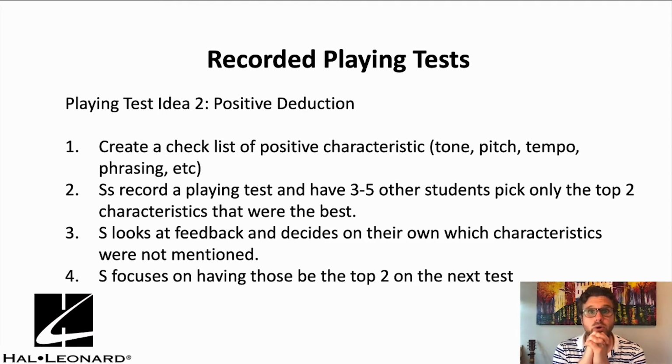This is a way to get started right away with using online feedback and peer review in a very positive way that's not as daunting as my friends are going to make fun of me or give me critique or negative feedback. This keeps it very positive. So make a checklist of all the musical elements you want to hear: tone, pitch, tempo, phrasing, breathing, diction, whatever it may be. Make a list of 6, and then students record a playing example, record a test, sing something, get it out there, and then send it to other students. The other students, all they get to do is pick the 2 best characteristics they heard. And maybe you can aggregate those somehow in a Google form.